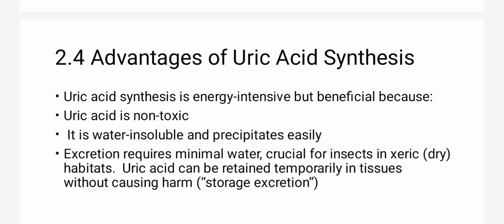Uric acid synthesis is energy intensive but also beneficial, for some reasons. Uric acid is non-toxic when compared to ammonia. Ammonia is highly toxic. Uric acid is non-toxic, water insoluble, and also precipitates easily. Excretion requires minimum water, which is crucial for insects in dry habitats. Uric acid can be retained temporarily in the tissue without causing any harm because of its non-toxic nature.